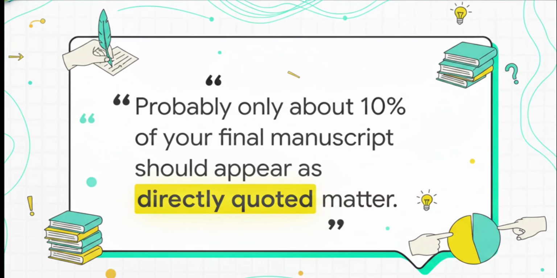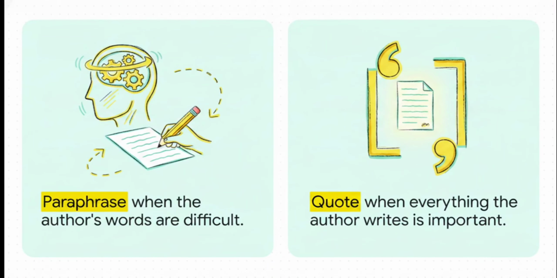There's a great rule of thumb from writing expert James D. Lester. He points out that students rely way too heavily on direct quotes. His golden rule, probably only about 10% of your final manuscript should be direct quotes. The other 90% should be your own brilliant synthesis and paraphrasing. So how do you choose? It's simple. Paraphrase when the author's original words are overly complex, or when you just need the gist of the idea to make your point. Save those direct quotes for when the exact wording is absolutely vital, like when changing even one word would ruin the impact or meaning. Stick to this, and your paper won't turn into a bloated, disjointed mess.